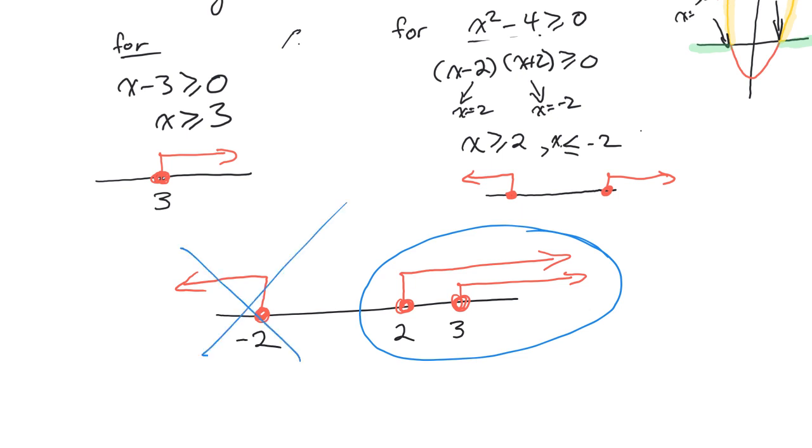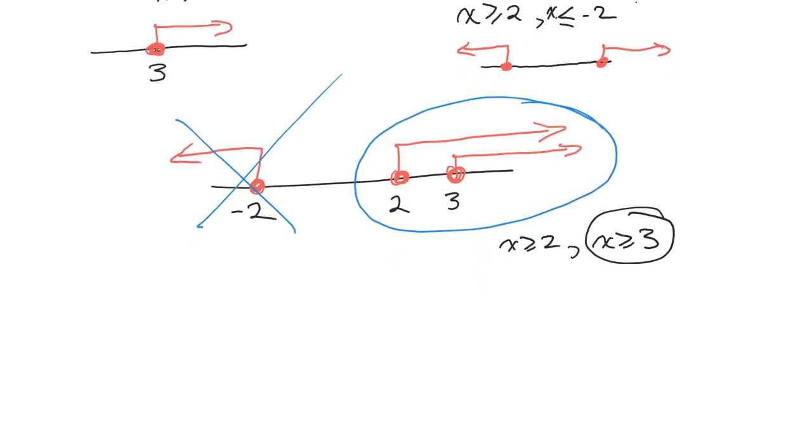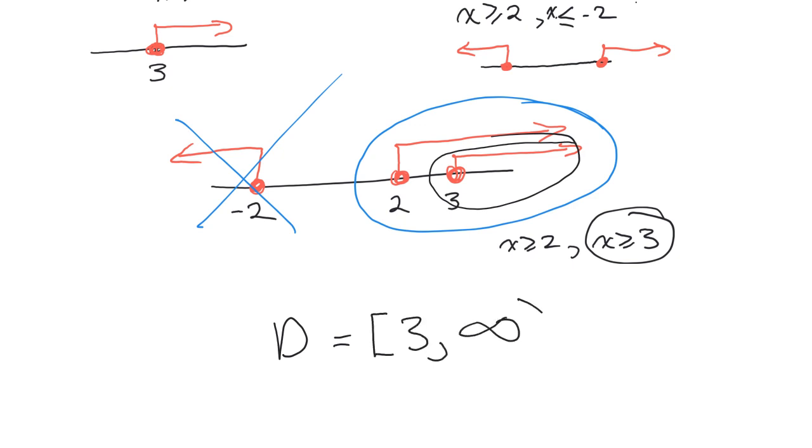Because they only overlap there, those two are what I have to consider. This can't be used. So if I have x is greater than or equal to 2, that means x is greater than or equal to 3 works for both of them. So that means my final answer is going to be the domain is equal to this bit here, which is 3 to infinity. And we're good. We're done.